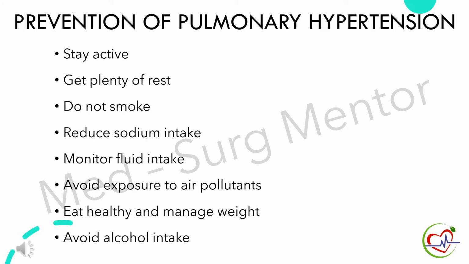Some of the preventive measures of pulmonary hypertension are: stay active, get plenty of rest, do not smoke, reduce sodium intake, monitor fluid intake, avoid exposure to air pollutants, eat healthy and manage weight, and avoid alcohol intake.